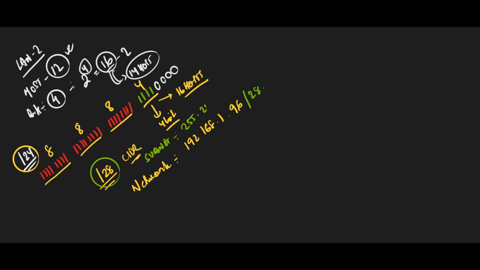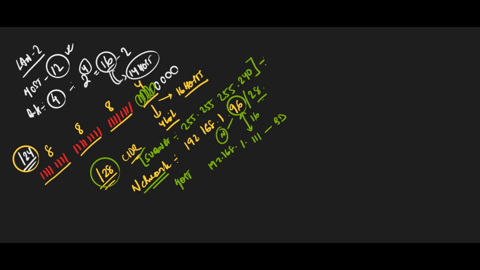But if we convert this to decimal notation, 255.255.255. 128, 64, 32 is 224, plus 16 is 240. This will be my subnet mask. This will be the network address with /28. How many host addresses can be assigned? Starting from 96, 16 addresses. So it will come to 111. 192.168.1.111 will be my broadcast address. 96 is my network address. And in that 14 hosts that are left, starting from 97 to 110 will be my host addresses.